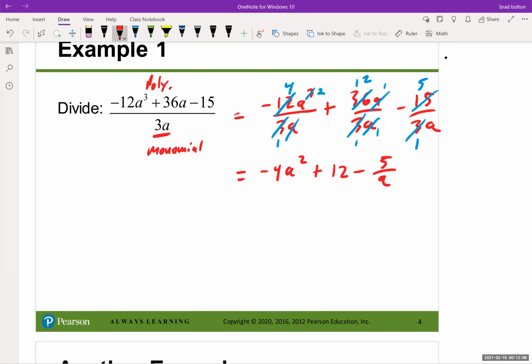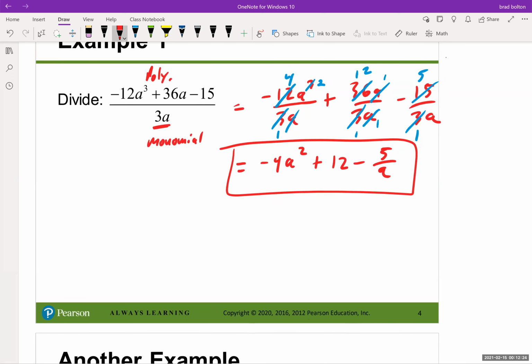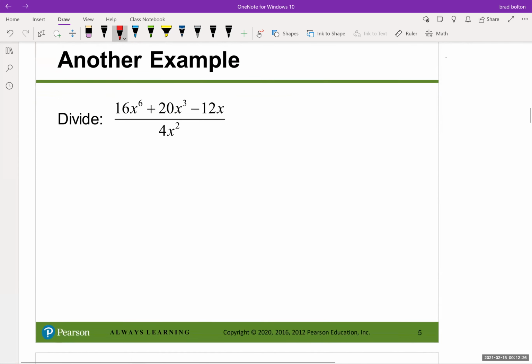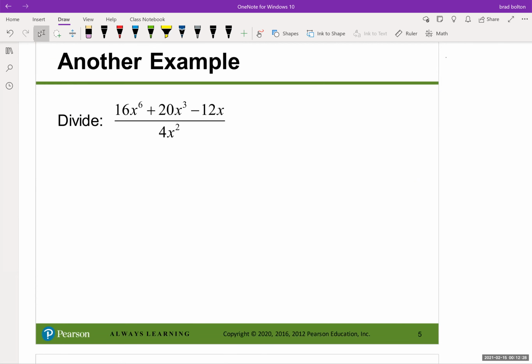So that's pretty much the best we can do. Let me make sure that I'm answering it how the homework's going to want you to answer it. Yeah, negative 4a squared plus 12 minus 5 over a. And this would be our solution. This is what happens when you take negative 12a cubed plus 36a minus 15 and you divide it by 3a, okay? So let me have you guys try this one. Why don't you pause the video and do it just like I showed you and see what you get for your final answer.